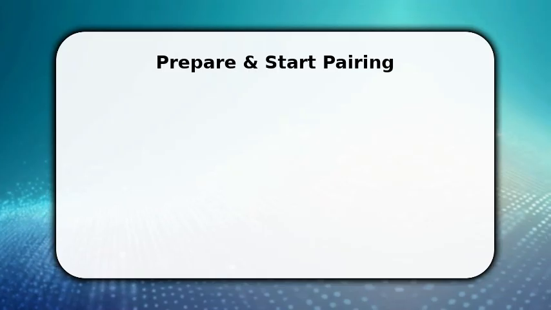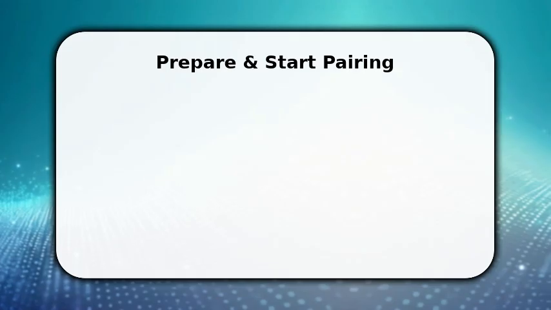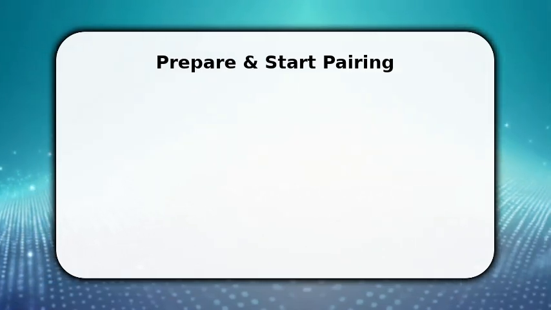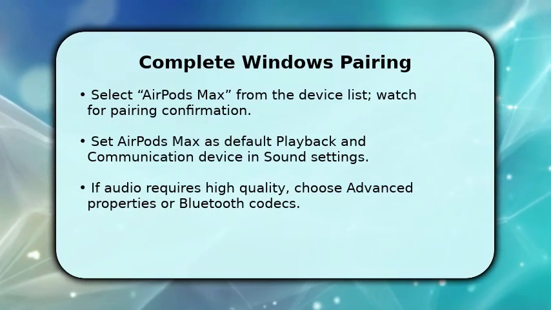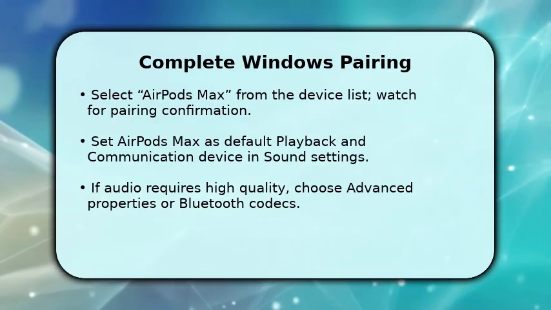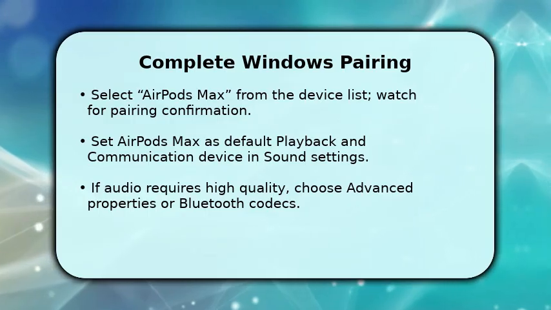Now go directly to Settings, Bluetooth and Devices, and choose Add Bluetooth or Other Device. Then select Bluetooth to start discovery. This initiates the PC to AirPods handshake. You will see AirPods Max appear in the Windows device list. Click it to pair. Make sure to accept any pairing prompts. Once paired, Windows shows the device as connected.